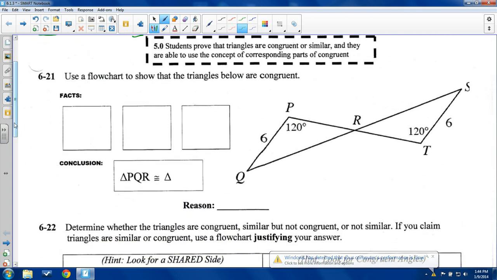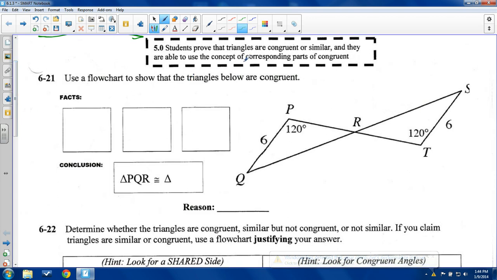The only thing that will look different is this thing called corresponding parts of congruent triangles are congruent. It stands for CPCTC, or CPCTC is the acronym. And we'll go over that at the end of this.